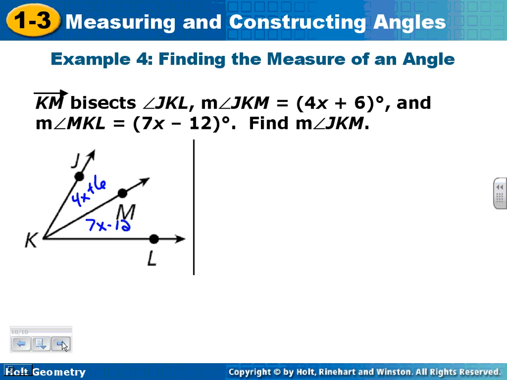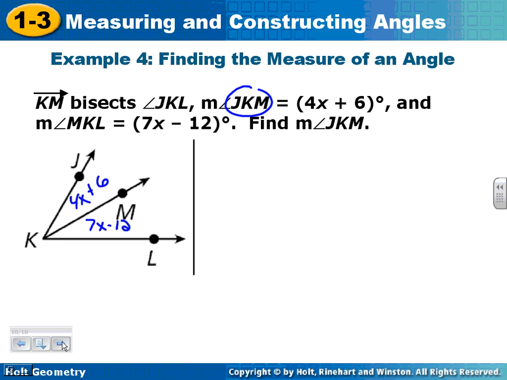Nope, I did that wrong. This 4x plus 6 is JKM. Nope, I'm right. 4x plus 6. I did this right. Sorry. JKM is 4x plus 6. MKL, yeah, so the two small ones are 4x plus 6 and 7x minus 12.